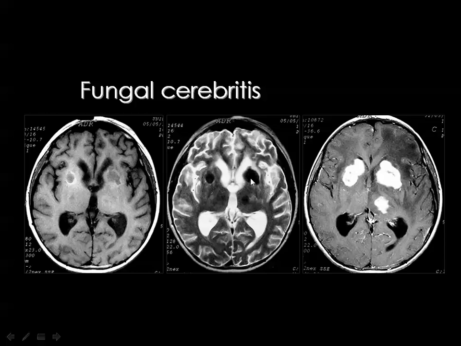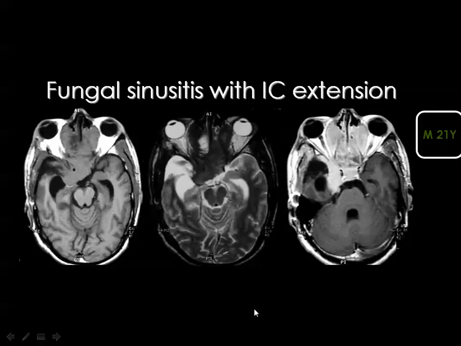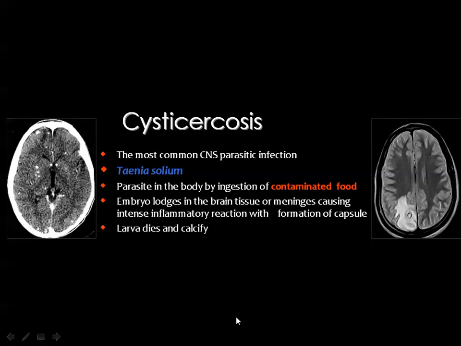The dark signal in the T2 weighted image is highly suggestive of fungal infection. And this is a case of fungal sinusitis that has extended intracranially. The T1 weighted images show intermediate signal, and the T2 weighted images show very dark signal of the fungus. After contrast injection, you get evident contrast enhancement of the fungal lesions.